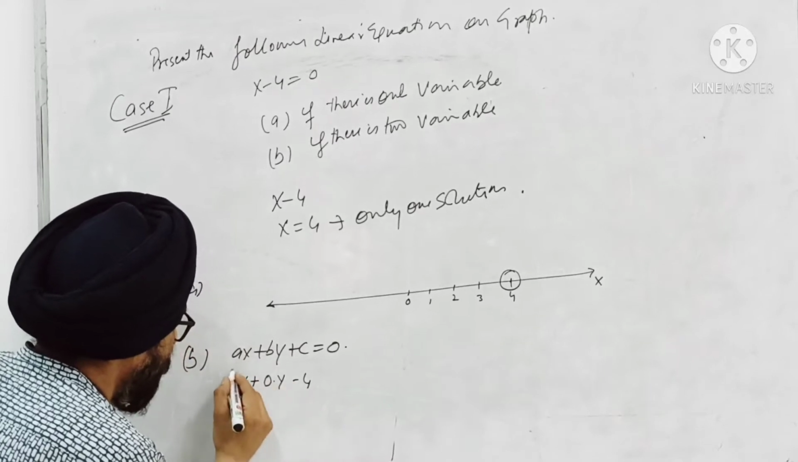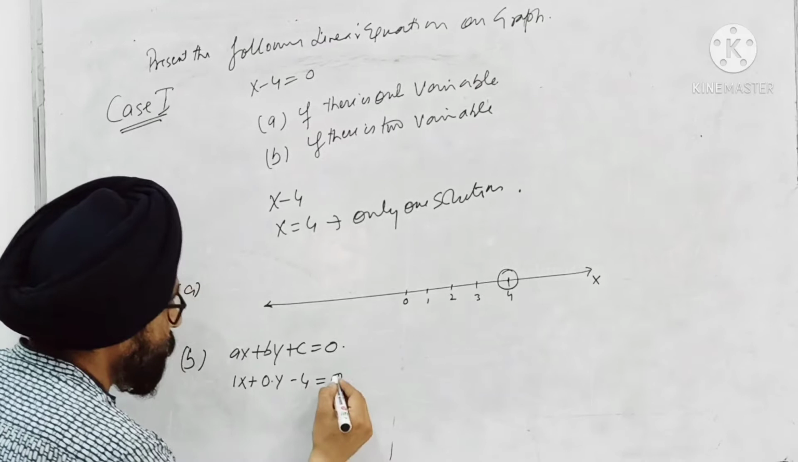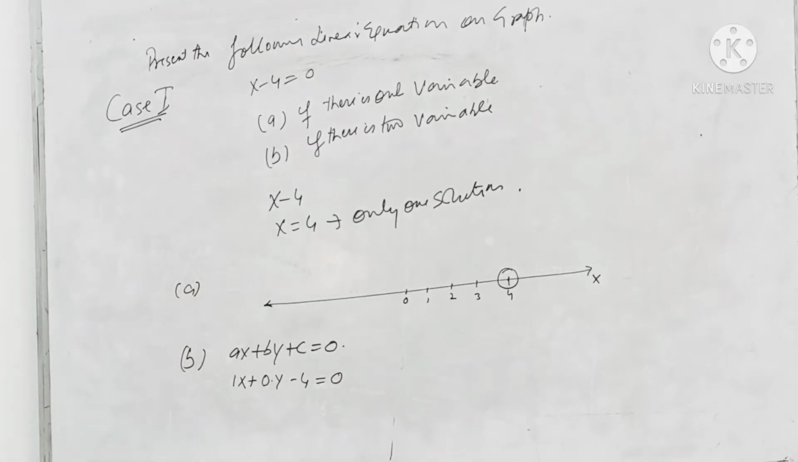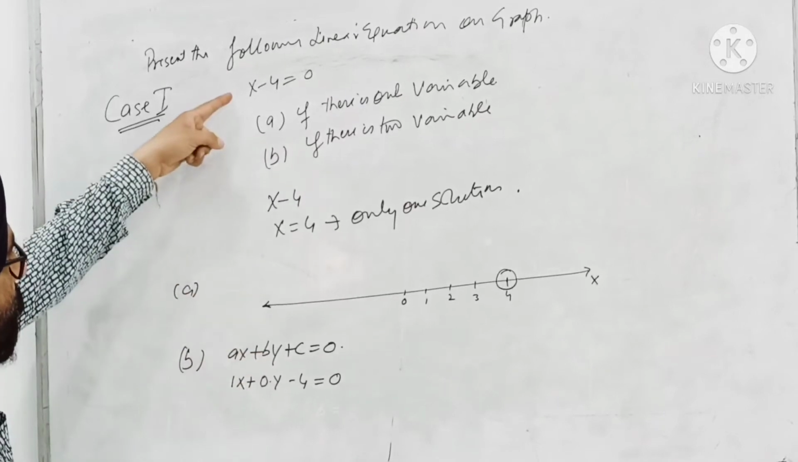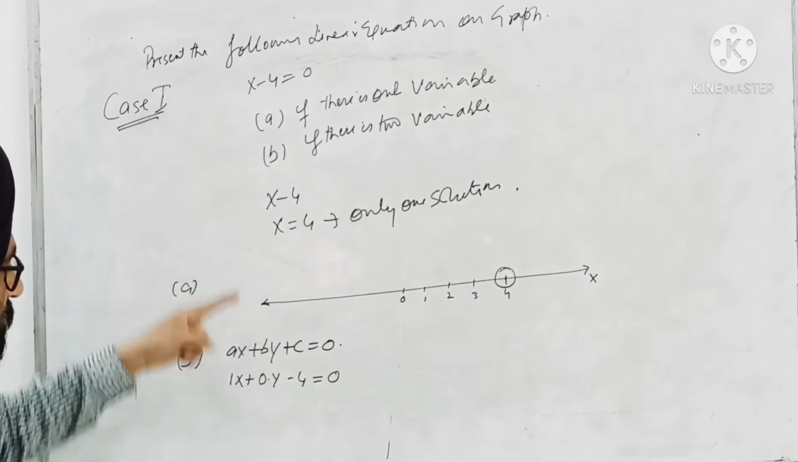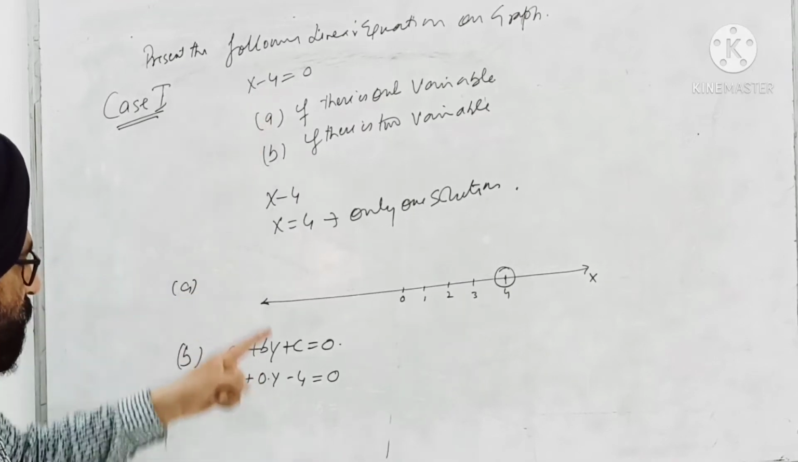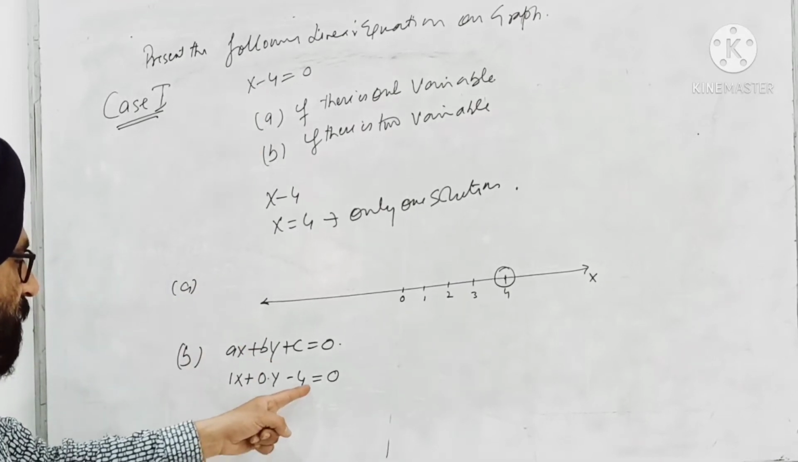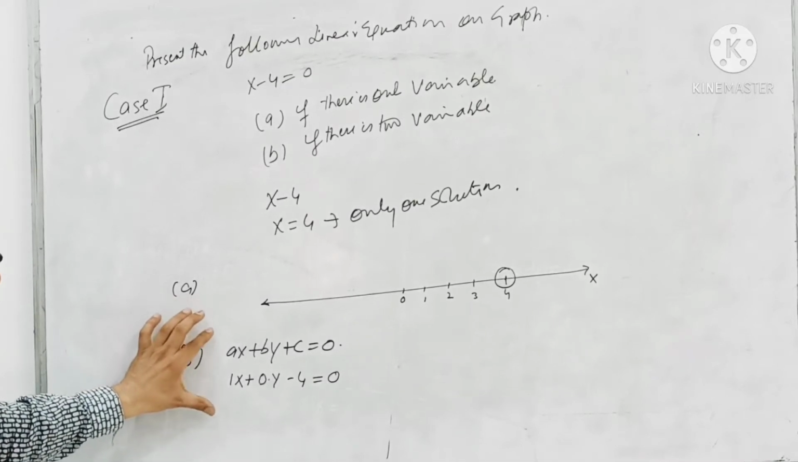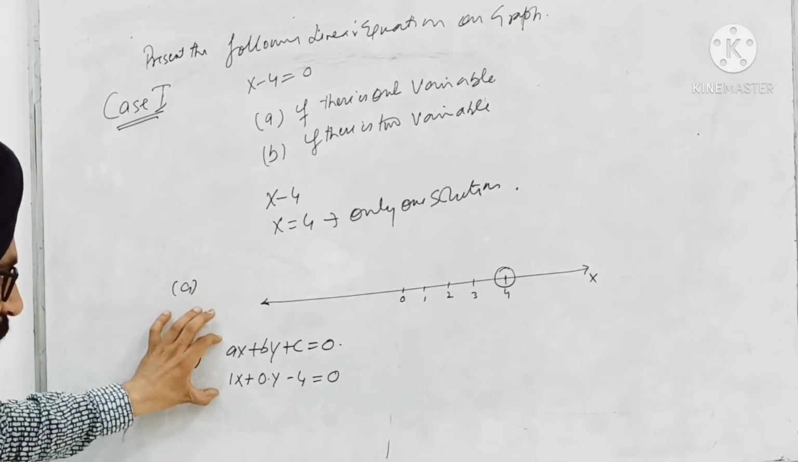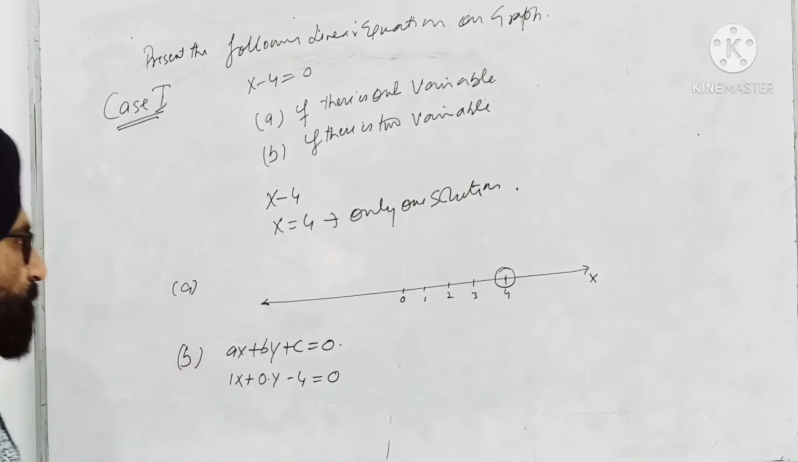A is not given, we will treat it as 1. Here a is equal to 1, b is not given in this equation, we will assume 0. C is given as minus 4, we will put here minus 4 is equal to 0. So the linear equation in two variables we present like this. But how to present this on the graph?